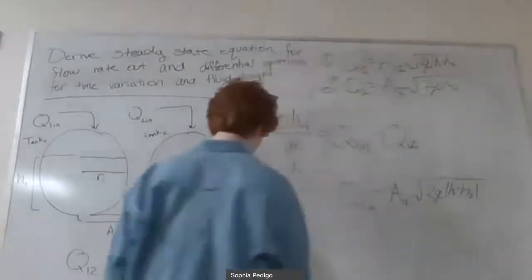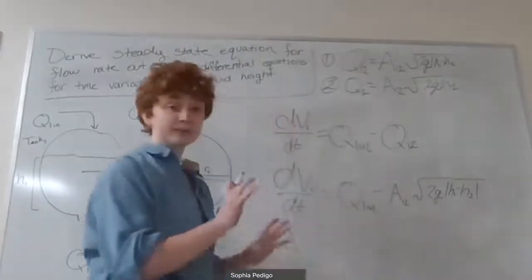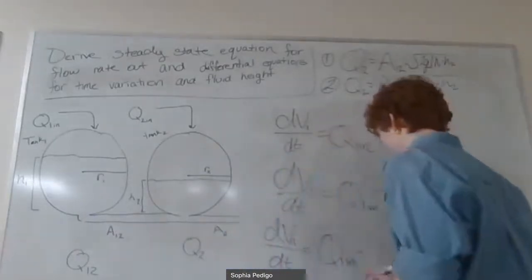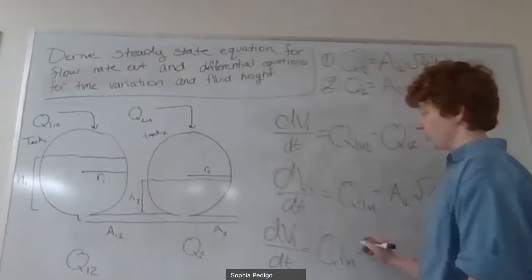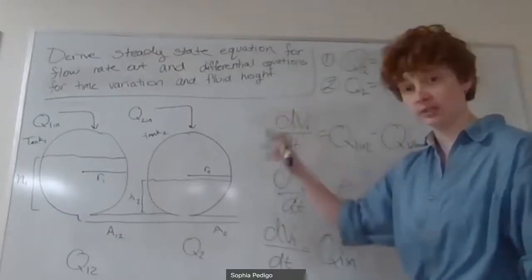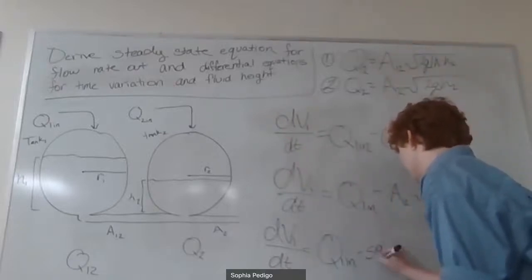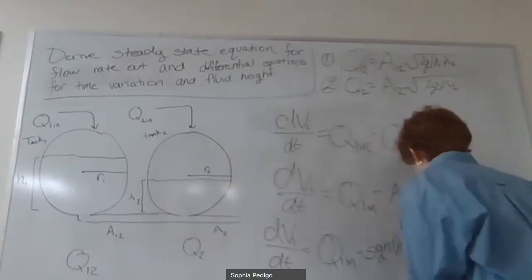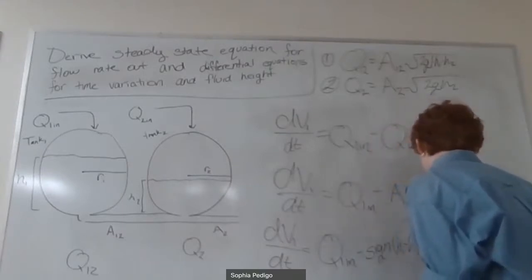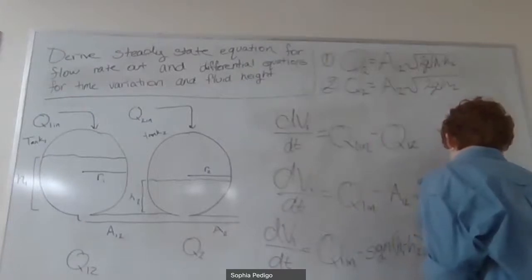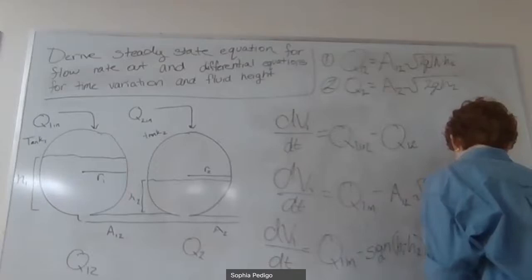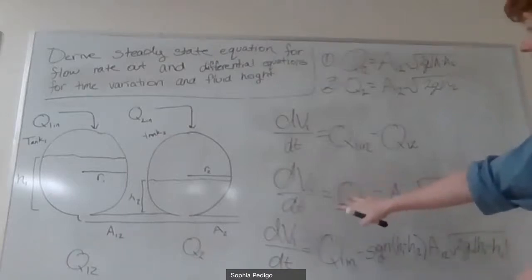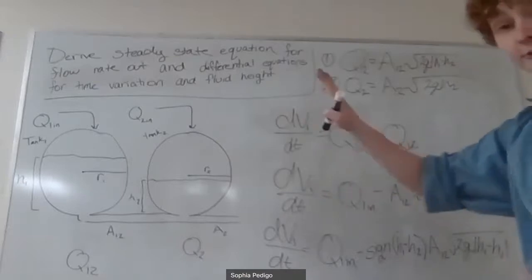So let me write this one more time. We're going to end up with the differential change in volume of tank 1 over the change in time is equal to Q1N minus, we're going to go ahead and put the minus sign. But in order to correct for whether or not the flow is going into the tank or leaving the tank, we're going to say sign of H1 minus H2, multiplied by A12, multiplied by the square root of 2g absolute value of H1 minus H2. And that's going to be our change in volume with the change in time for the first tank.